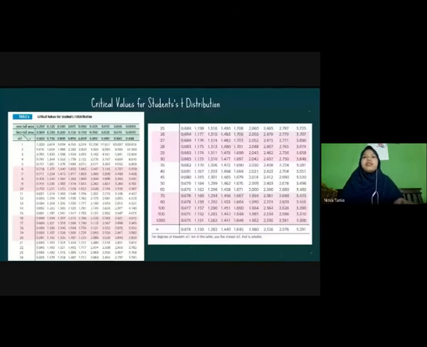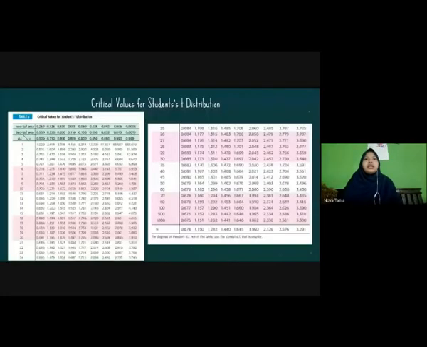This is a table of values for the student t distribution. It is so useful for us if we solve the problem with the t test.